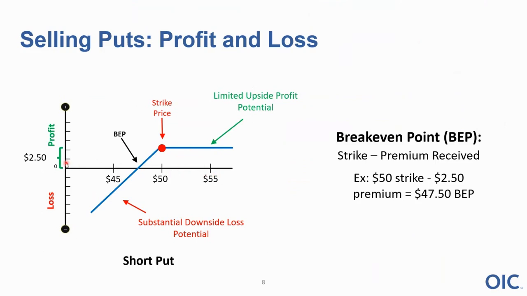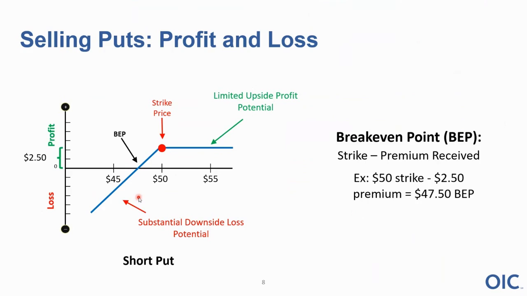So you can see if share prices finish above $47.50, we're going to have a profit. That profit will be maxed out at $2.50, which is the premium that we received when we sold the contract. Anything below that break-even point, that's where we're going to lose money. And when it comes to selling puts, if you are assigned, you are going to be obligated to buy stock at the strike price. Theoretically, the stock can go to zero.